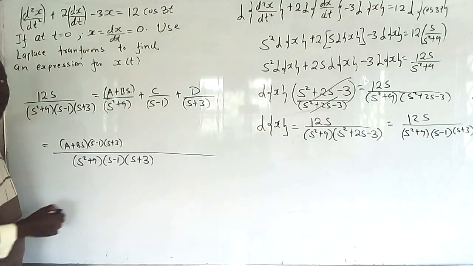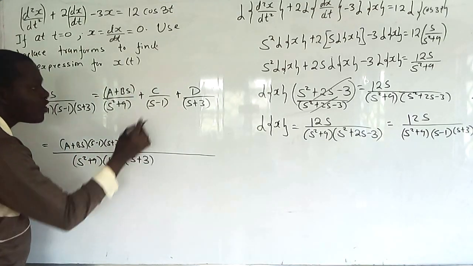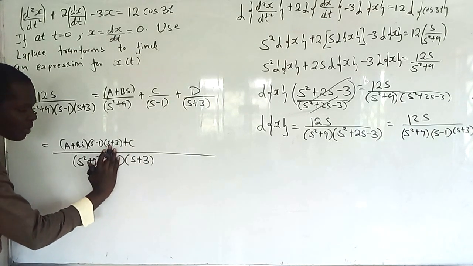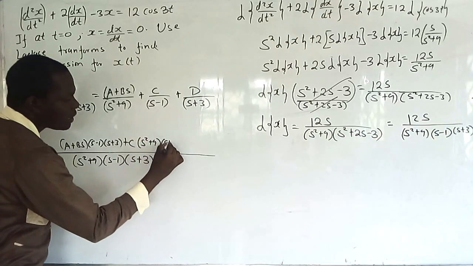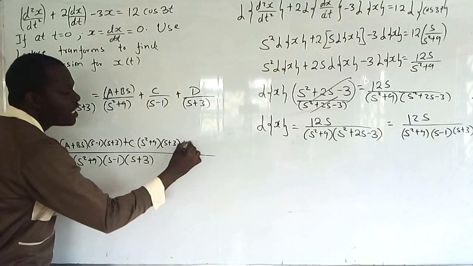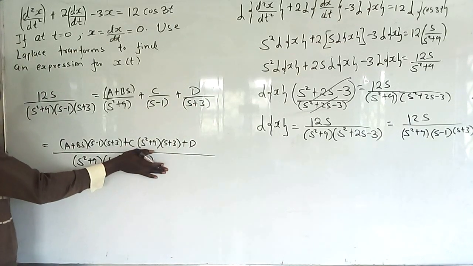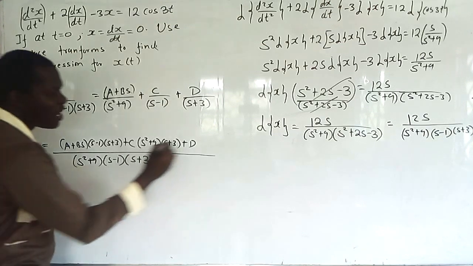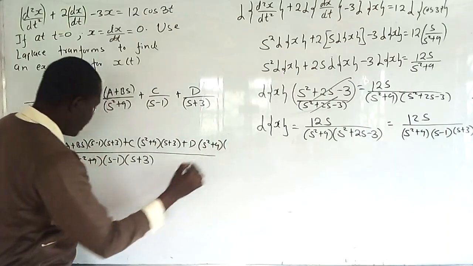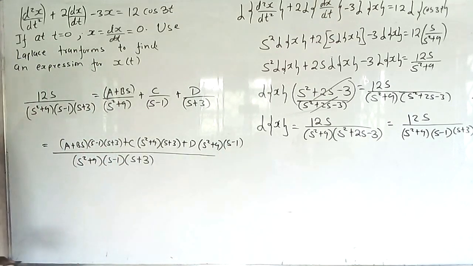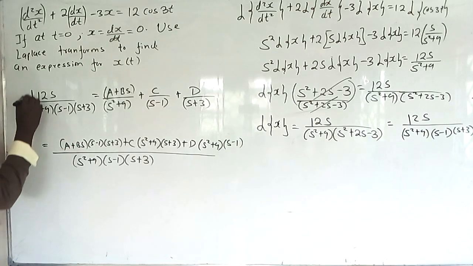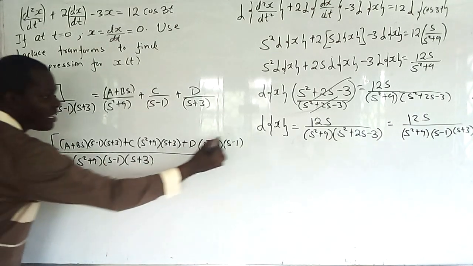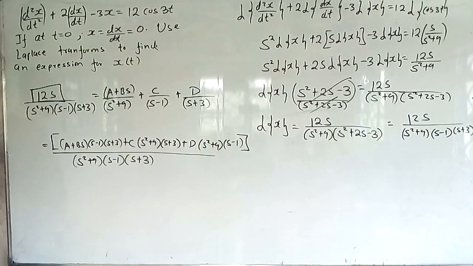Remember, this is one factor. Then there we have plus c. Then you check s minus 1 goes here how many times? You block s minus 1, you remain with s squared plus 9 and s plus 3. Then there we have plus d, isn't it? Then s plus 3 goes here how many times? You block s plus 3. You remain with s squared plus 9 into s minus 1, isn't it? So you can see this denominator is the same as this denominator, meaning we are comparing this numerator with this numerator, isn't it? Are we together?